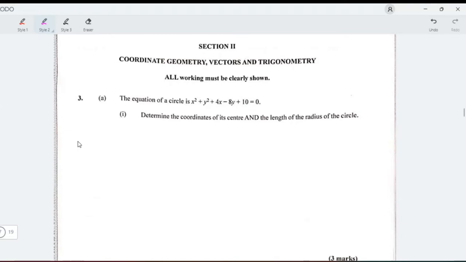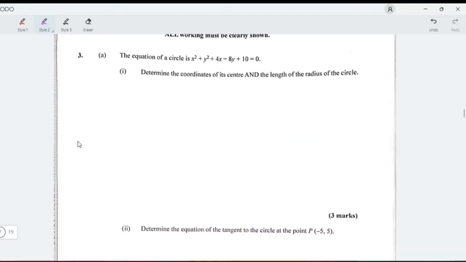We're moving on to question 3, which is section 3. It says the equation of a circle is given by this. Determine the coordinates of the center and the length of the radius. So first thing, we need to go from general to standard. So group up the x terms first.